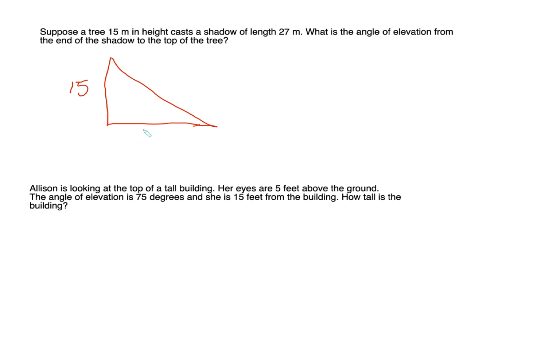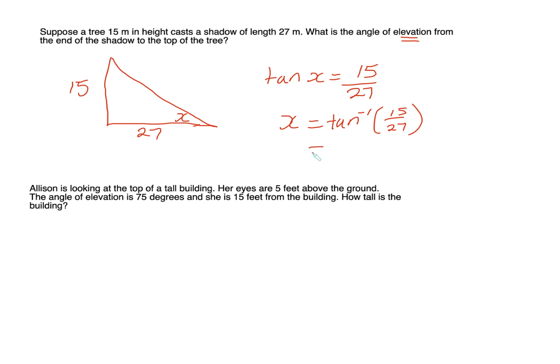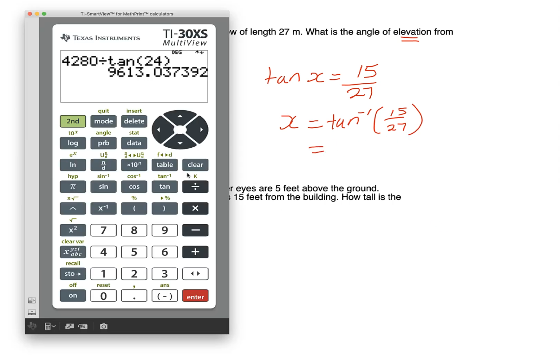Now where do shadows go? They go on the ground. So here will be 27. And they want the angle of elevation, so here's X. Again, who uses opposite and adjacent? That would be tan. So I know that tan of X equals 15 over 27. Now I need to find X, so I'm going to have to do the inverse tan. So X equals the inverse of tan, 15 over 27, and get our calculator.